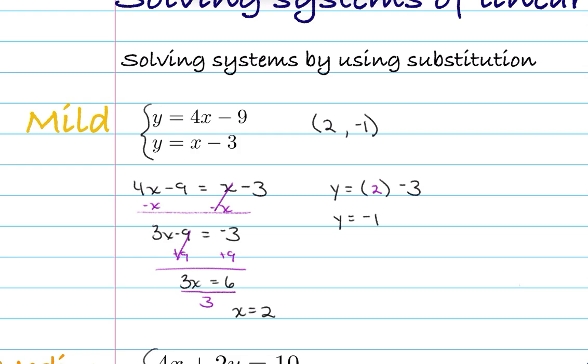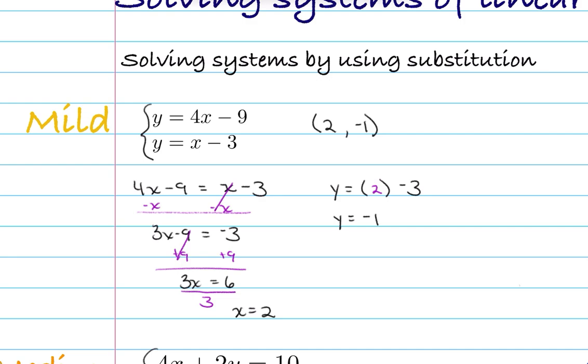Okay, so it's as easy as that. We want to replace one letter with the equation, solve for the remaining variable, then use that value to plug into one of the original equations and solve for that remaining variable.